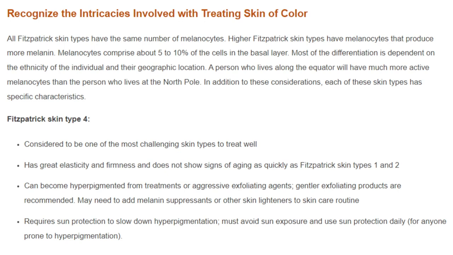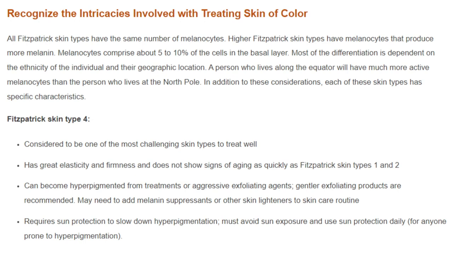Most of the differentiation is dependent on the ethnicity of the individual and their geographic location. A person who lives along the equator will have much more active melanocytes than the person who lives at the North Pole. In addition to these considerations, each of these skin types has specific characteristics. Fitzpatrick skin type 4. Considered to be one of the most challenging skin types to treat well.